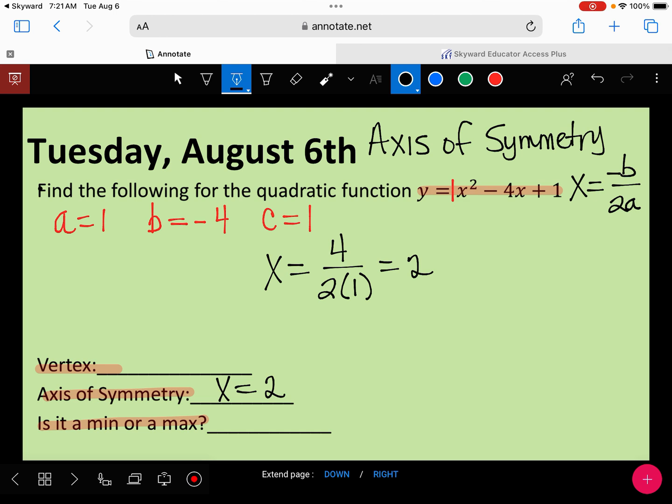Okay, so now we need to find the vertex, we need to know the y value. So we're going to take that +2 and substitute it into the equation. So you have x squared minus 4x plus 1. I want you to take that 2 that we found and substitute it in here. Go ahead and type that in your calculator to see what you get for y.